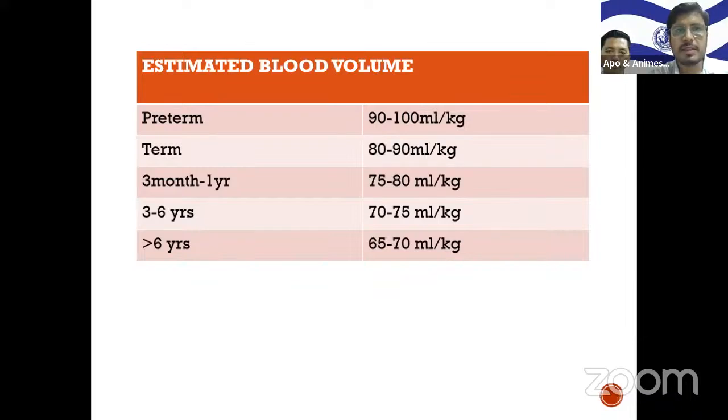Next is the estimated blood volume. So if we go per kg body weight, the blood volume is quite high in preterm neonates, and in term, or as the age increases, it decreases gradually. So in preterm, we have to take around 90 to 100 ml per kg body weight as estimated blood volume, while in term we can take around 80 to 90, and gradually we can decrease as per the age.